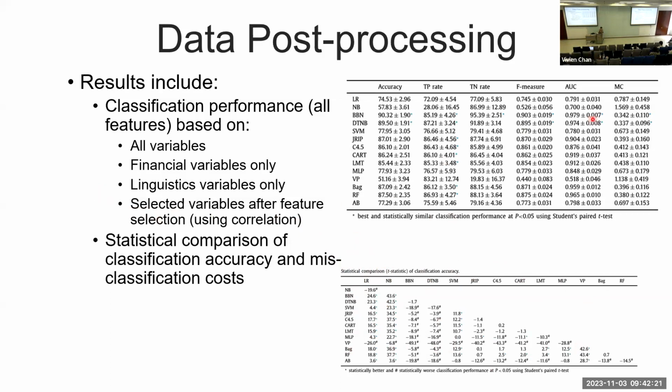The other thing that I want to highlight here is that these are the models, and these are different performance metrics. You can see the F-score and the AUC.